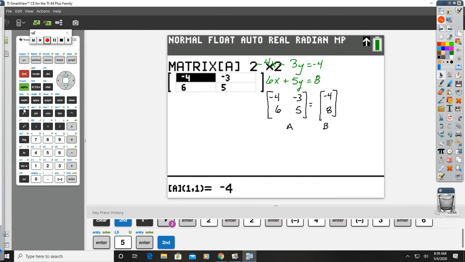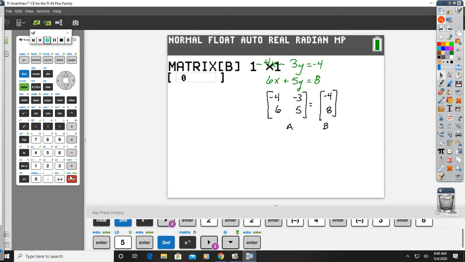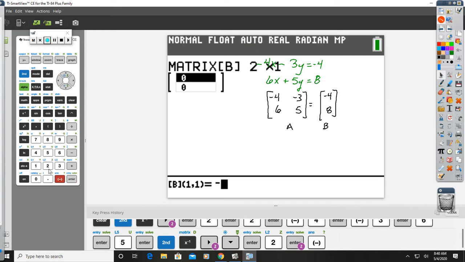Now I hit second matrix again. I move over to edit and I'm going to edit matrix B. So now I have matrix B, which is 2 rows by 1 column. This is going to be -4 and this is going to be 8. Now that I have that done, I hit second quit.